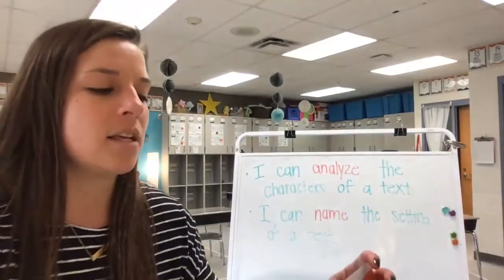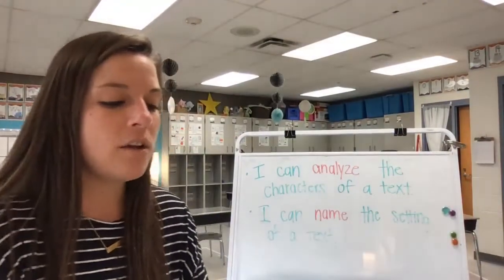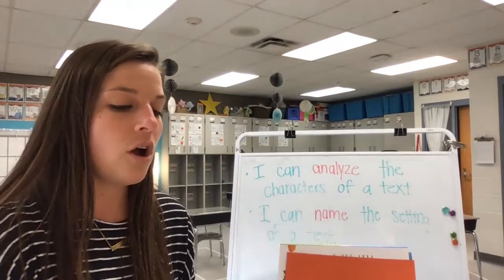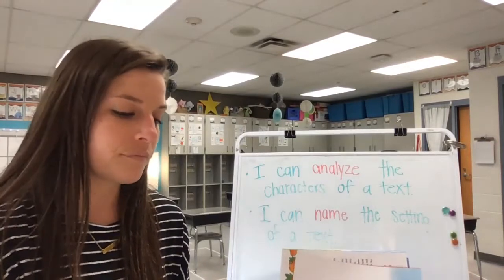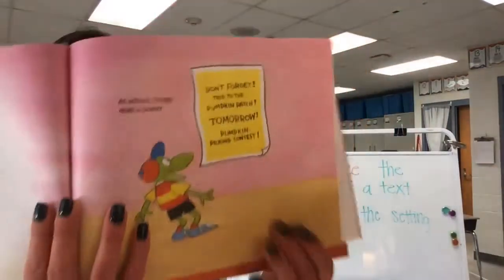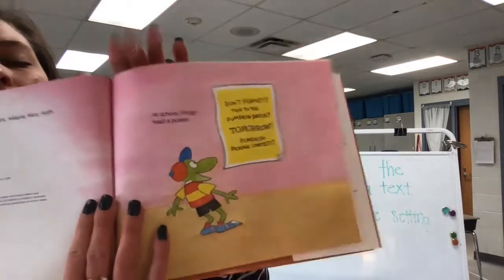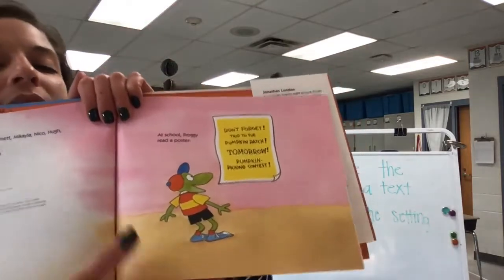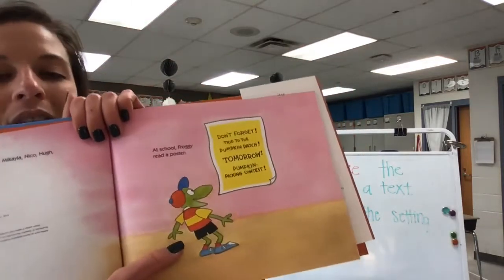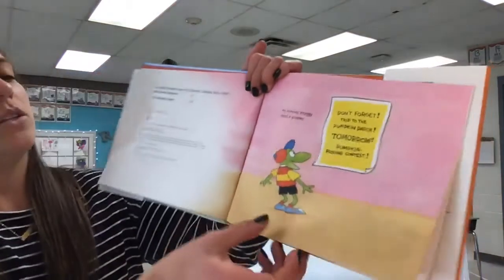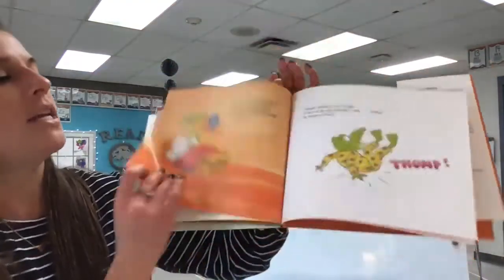So this story had two settings, actually three. At the very, very beginning of the story, Froggy saw a poster about the pumpkin patch. Where was he when he read this poster? He was at school. We can infer or guess that it was during the day because we don't go to school at nighttime, right? So that's when and where that part of the story takes place.